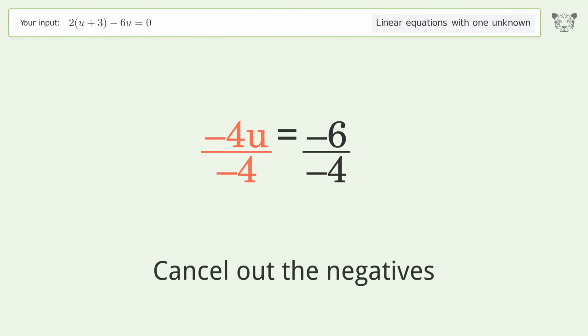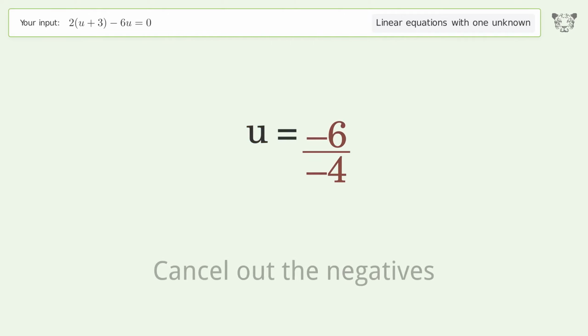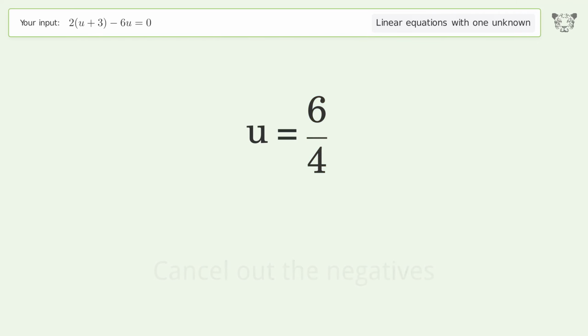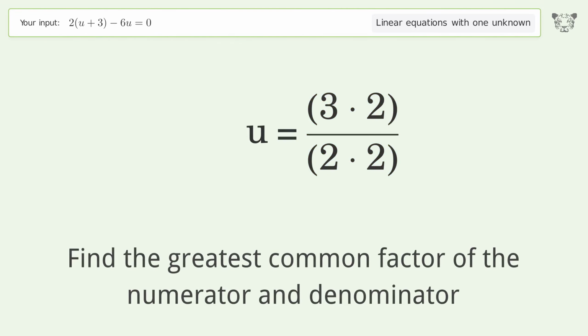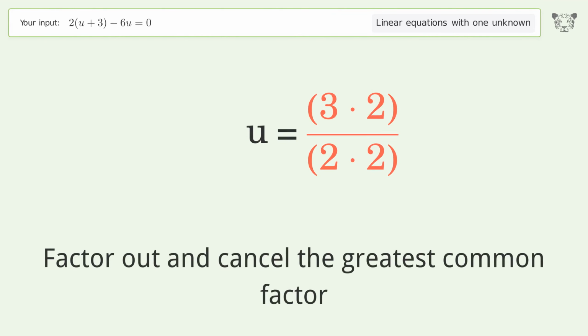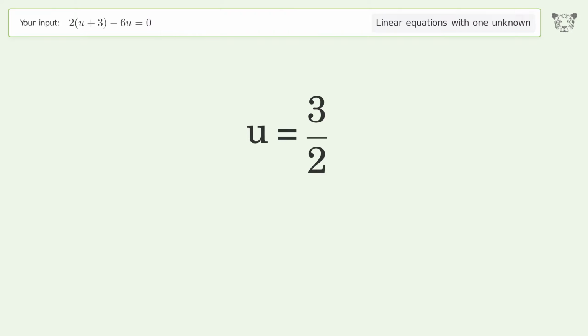Cancel out the negatives. Simplify the fraction. Cancel out the negatives. Find the greatest common factor of the numerator and denominator. Factor out and cancel the greatest common factor. And so the final result is u=3/2.